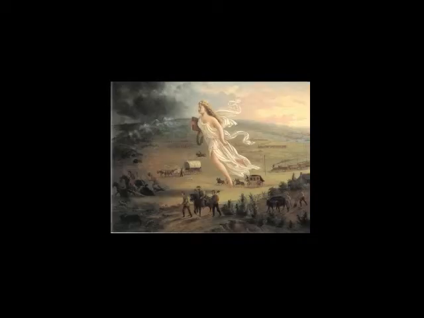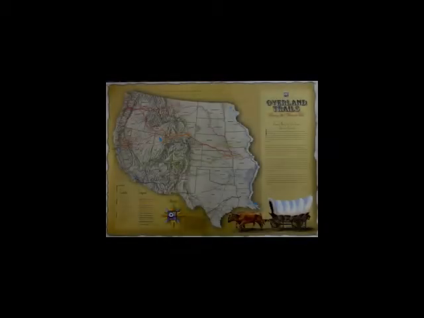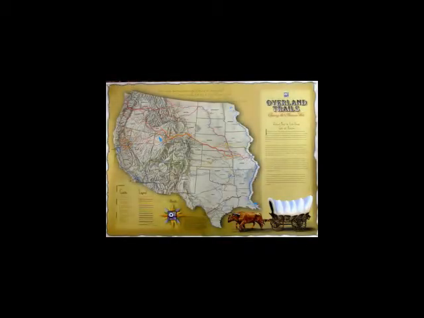This unit has been created to place the students into the time period of our nation's expansion towards the west. The main objective of this unit is to help the students to understand the experiences that the settlers encountered while traveling along the overland trails. For some it was an adventure, for others it was a disastrous journey.